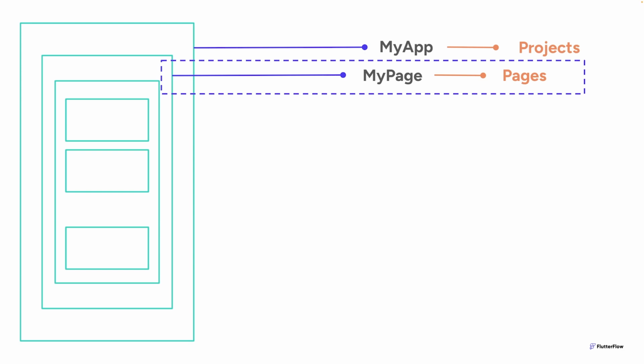My page in Flutter refers to the widget that represents a specific screen in your app. In FlutterFlow, each page corresponds to a screen where you design the layout and functionality specific to that part of your project. This is where you shape the user experience one screen at a time.